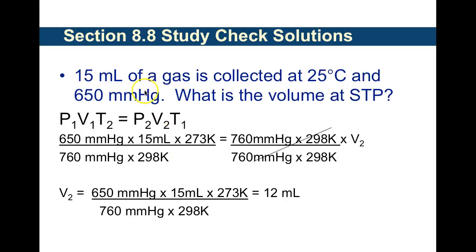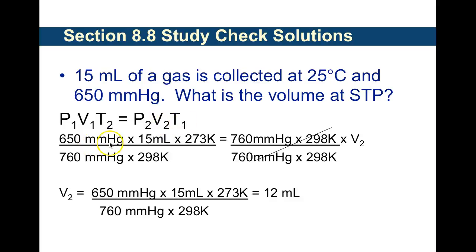The second problem was, you have 15 mL of gas collected at 25 degrees centigrade and 650 millimeters of mercury. What is this volume at STP? So you'll use the combined gas law formula, and this is the form I suggested you use because it's easy then to do the conversion and the determination of the unknown. So P1 V1 T2 is equal to P2 V2 T1, right?